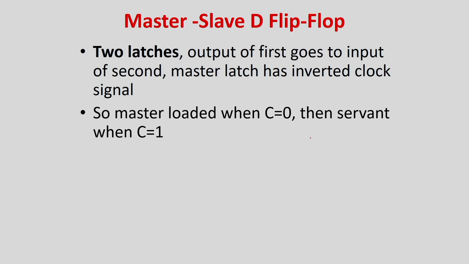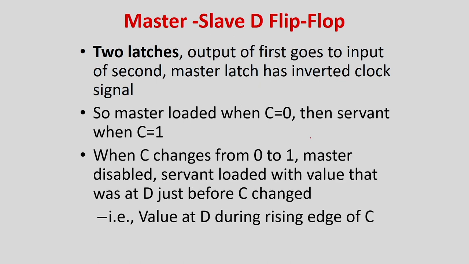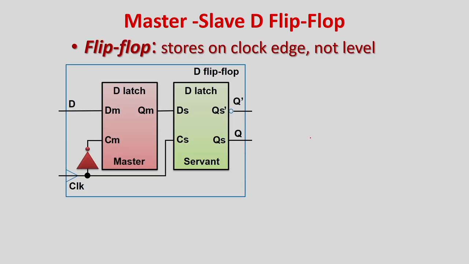So let us make 2 latches and see how it works. When C changes from 0 to 1, the master is disabled, and the slave is loaded with the value that was at D just before C changed, the value of D during the rising edge of C. This ensures the value of D is captured at the rising edge of C. How does it happen? In the master slave D flip flop there are 2 latches. This is latch 1 and this is latch 2, and this one is the master latch and this one is the slave latch.